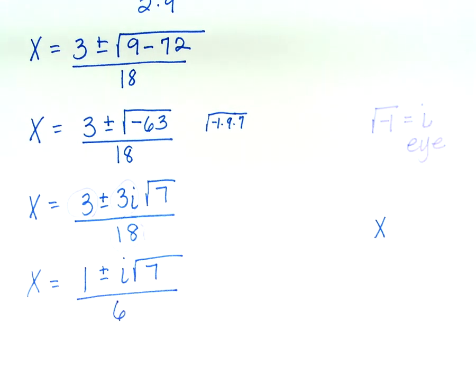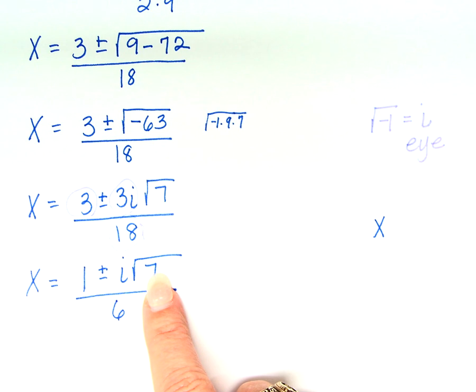Now do you think I'm done? Yes. How do you know I'm done? Because I can't simplify any further. There's no number inside right here. And I can't say 1 plus I root 7 is 1 I root 7, right? I can't combine unlike terms. So this is the answer.